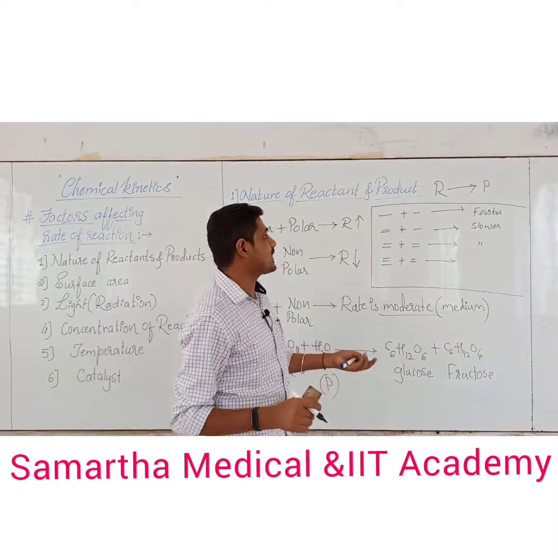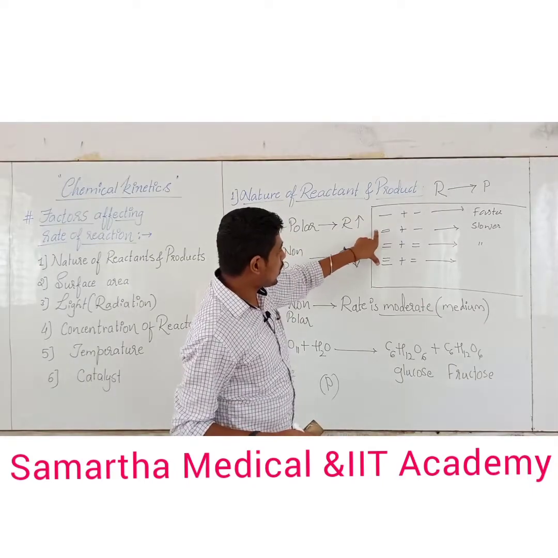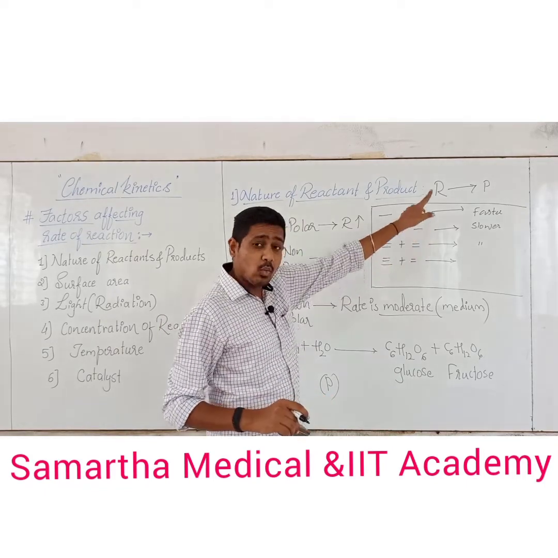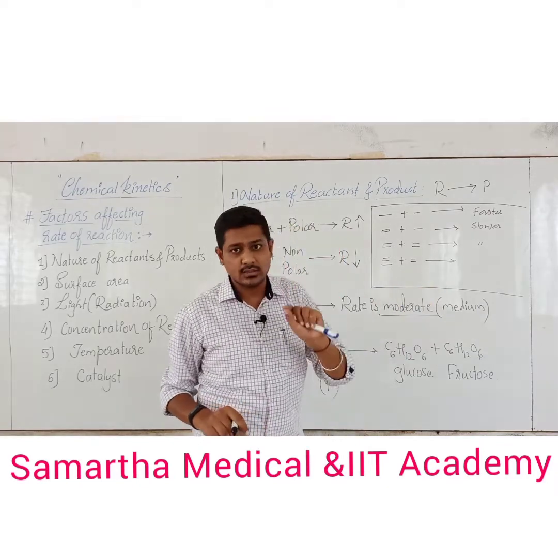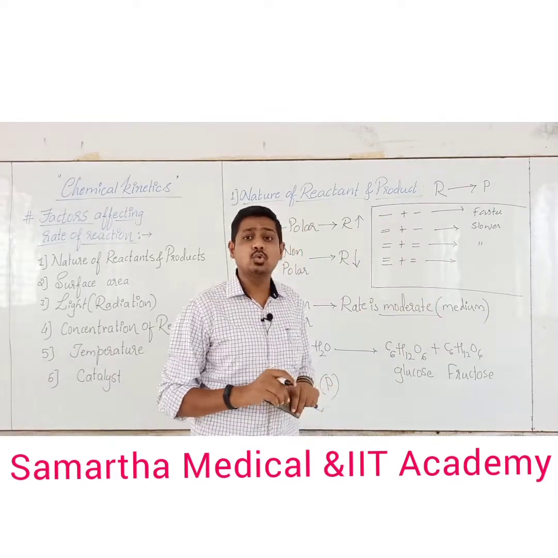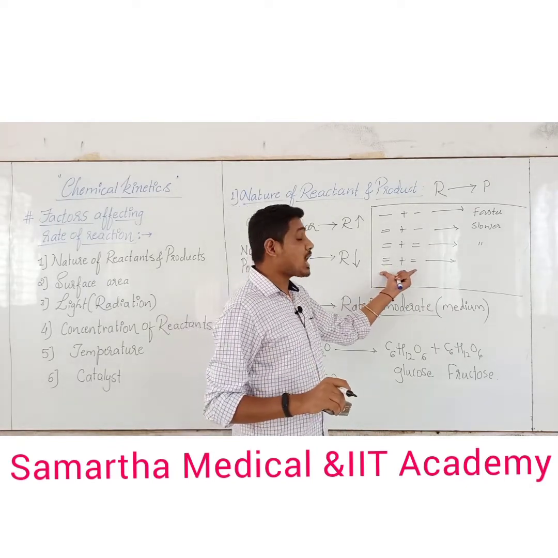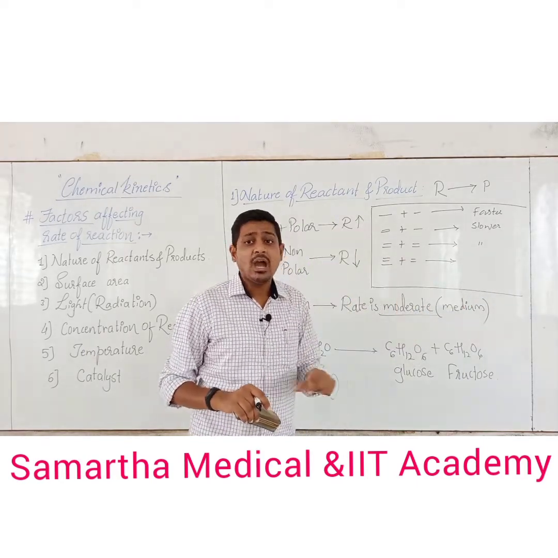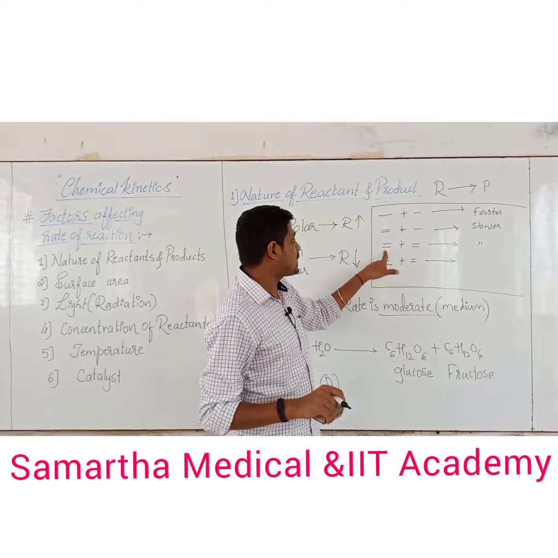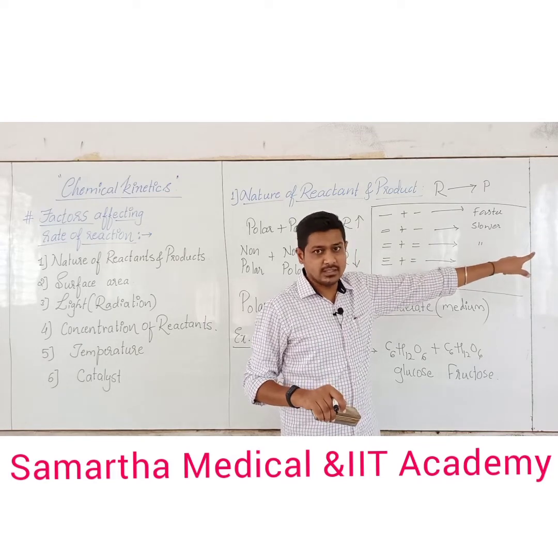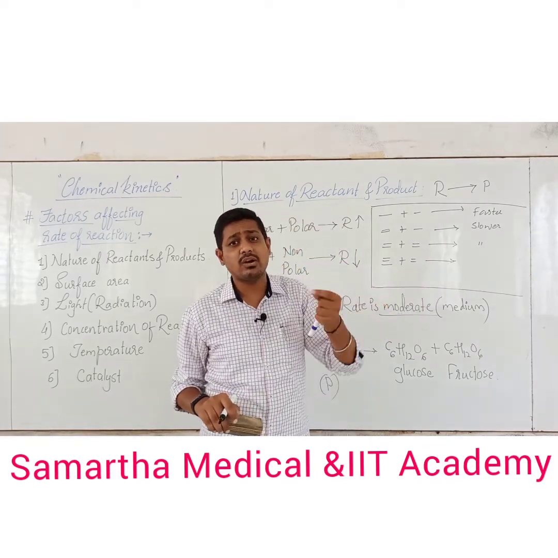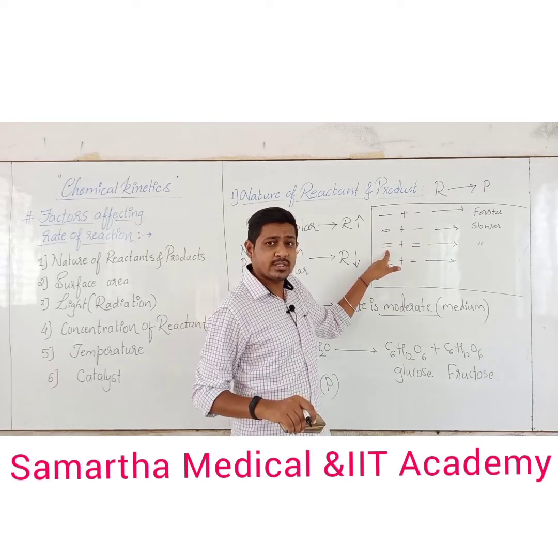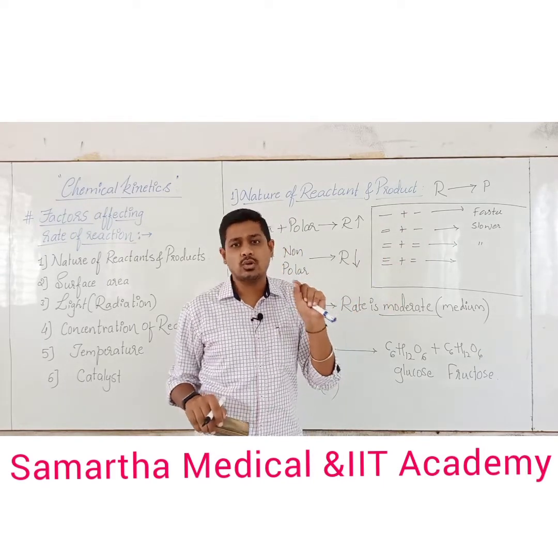See here, I can compare these two or these two or these two, like this. What you have to look into is what type of bonds are breaking and what type of bonds are forming. Based on that you have to answer. How many bonds are broken and how many bonds are formed, or what type of bond is breaking and what type of bond is forming. See, if a double bond breaks and two single bonds are forming, that will be higher. Why? Because for the formation of a single bond you require less energy, so the reaction will be faster. But not like this. Obviously you require more energy to break the double bond. So like this you have to use your common sense and answer.